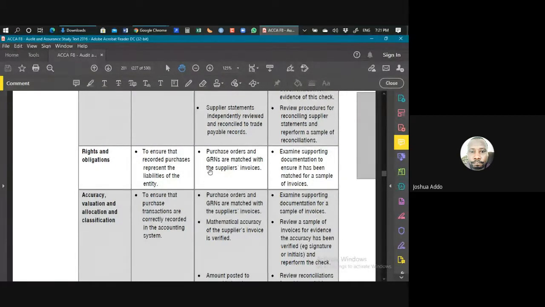But this is a control that we can put in place. Purchase orders and GRNs are matched with the supplier's invoice. So you see, it is even a repetition from what we did at the top. And the auditor needs to examine that this kind of control is there.